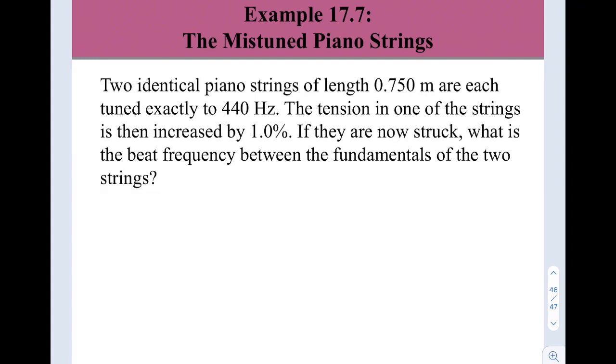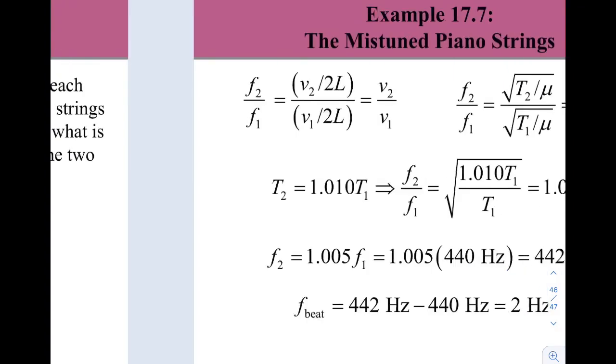Example 17.7, the mistuned piano strings. Two identical piano strings of length 0.75 meter are each tuned exactly to 440 Hz. The tension in one of the strings is then increased by 1%. If they are now struck, what is the beat frequency between the fundamentals of the two strings?